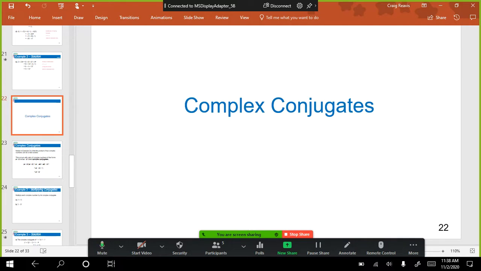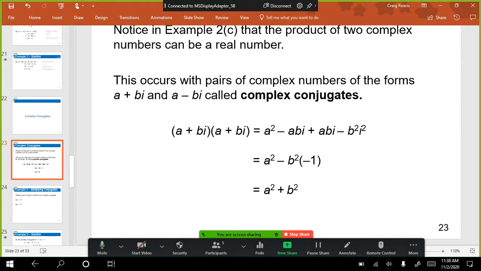All right, complex conjugates. Now, this goes back to what I was just talking about a minute ago. If we have the same complex number, except one has a plus in the middle, one has a minus in the middle. If you notice that example that we were just talking about, the product of two complex numbers can be a real number. This occurs with pairs of complex numbers of the form a plus bi and a minus bi. Because what happens is that middle imaginary term always adds to 0. And then when I square the imaginary part, that squares the i, which turns it into negative 1, which basically eliminates the i out of that part too.